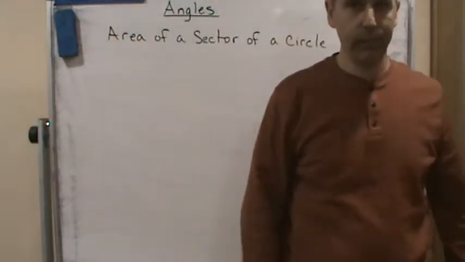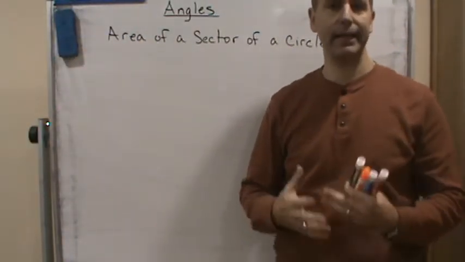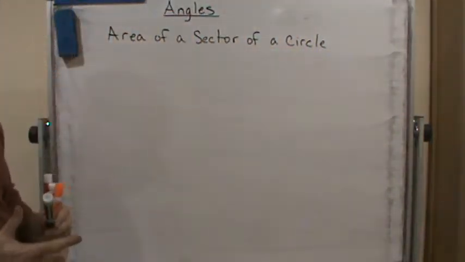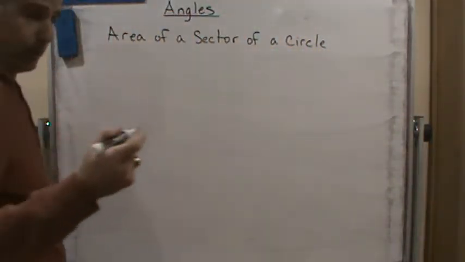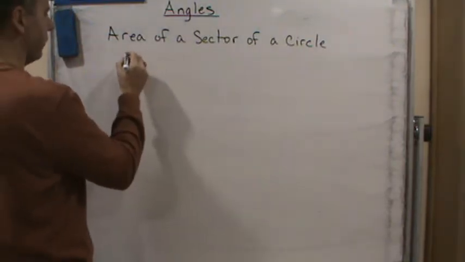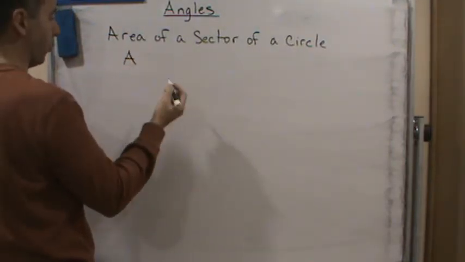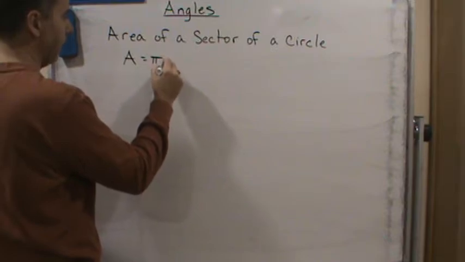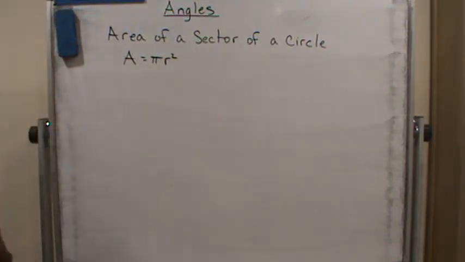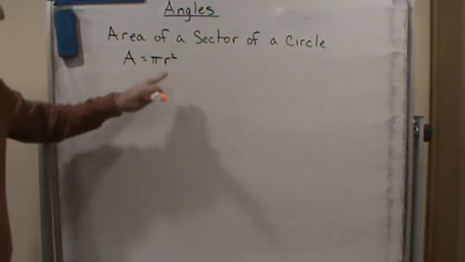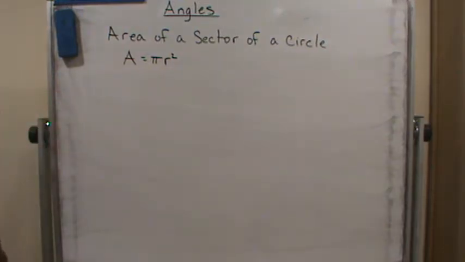Okay, so welcome back, and now we're going to talk about finding the area of a sector of a circle. So let's talk about area. Well, what's the area of a circle? The formula, right? You should know that. The area formula for a circle is pi r squared. That's the area for any circle given a radius.